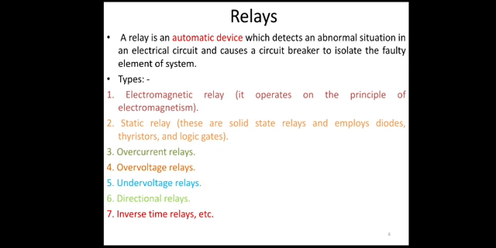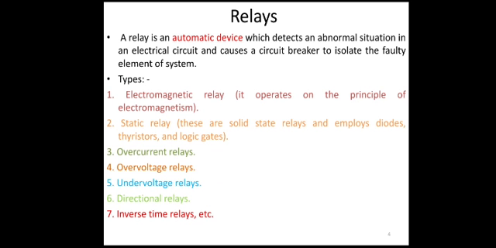The first one is electromagnetic type relay, which operates on the principle of electromagnetism. The second relay is static relay, and these relays are also known as solid state relays, which employ semiconductor devices like diode, thyristor, and logic gates or ICs. The third one of relay is overcurrent relay, which operates on the principle of overcurrent. When the current exceeds the preset threshold value, the relay actuates.